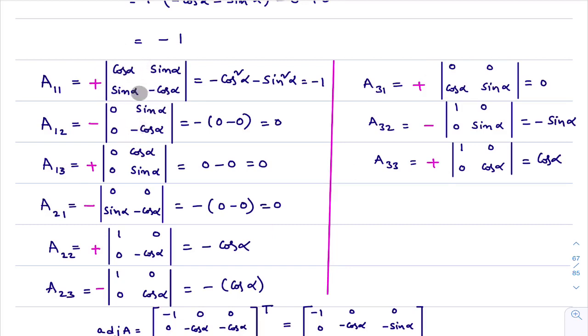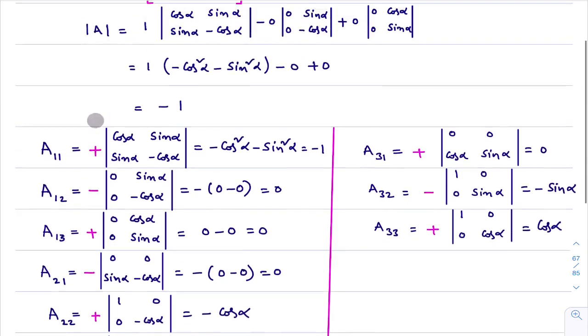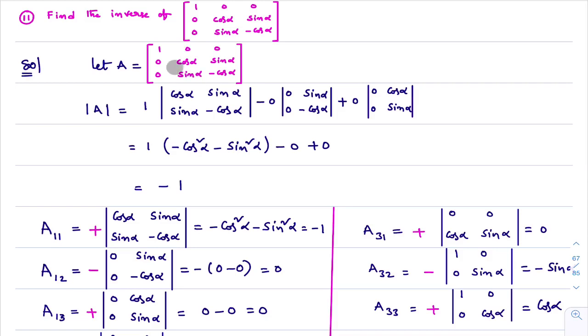Now you expand this determinant, and you will get minus cos square alpha minus sin square alpha. Take minus common, and you will get cos square alpha plus sin square alpha. Minus of cos square alpha plus sin square alpha, whose value is 1. The minus sign we already wrote. You need to write the minor of this element. What is the minor of this element? It is the determinant obtained by deleting first row, second column: determinant of 0 sin alpha 0 minus cos alpha, right? Minus 0 into minus cos alpha is 0, minus 0 into sin alpha is 0.